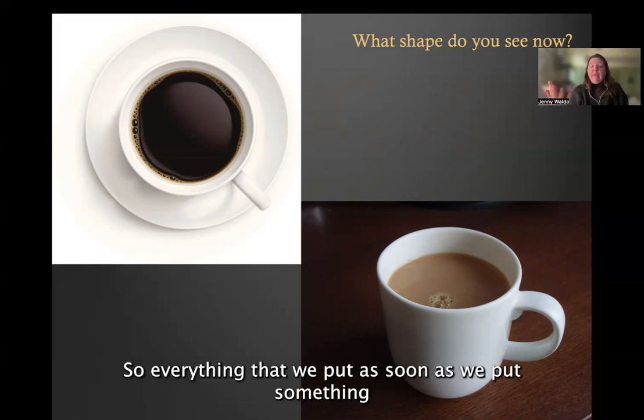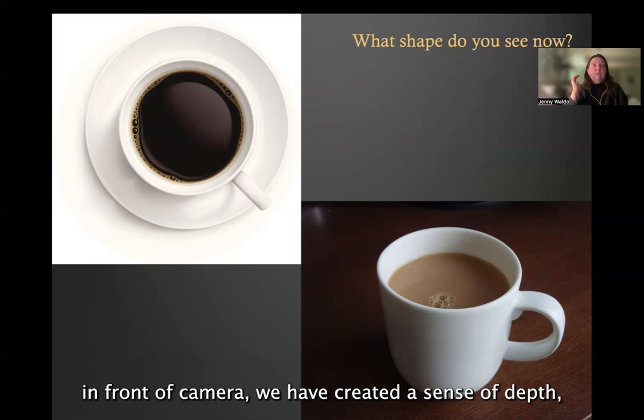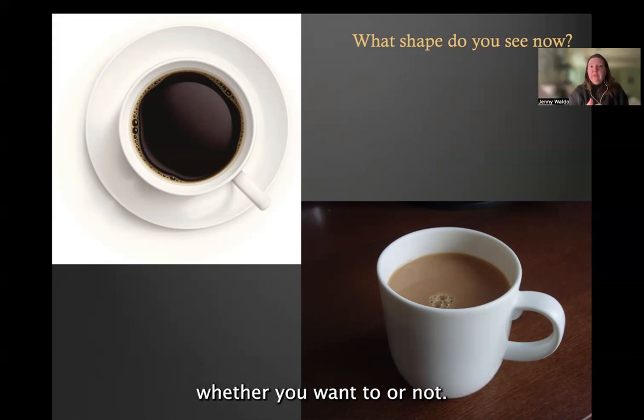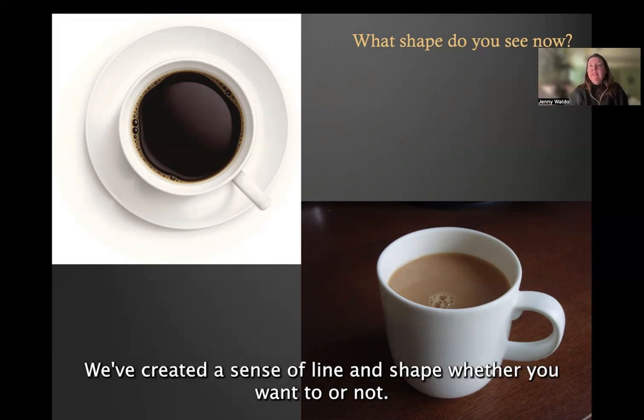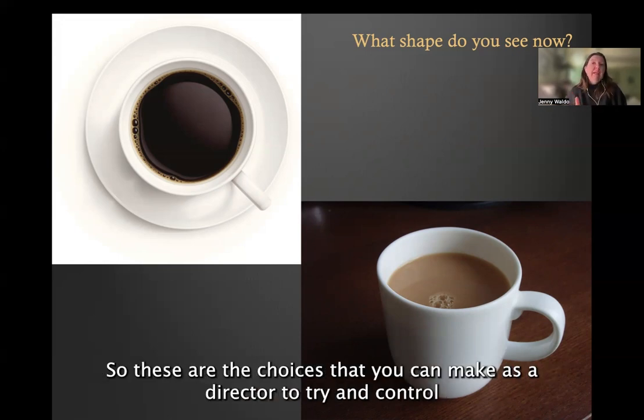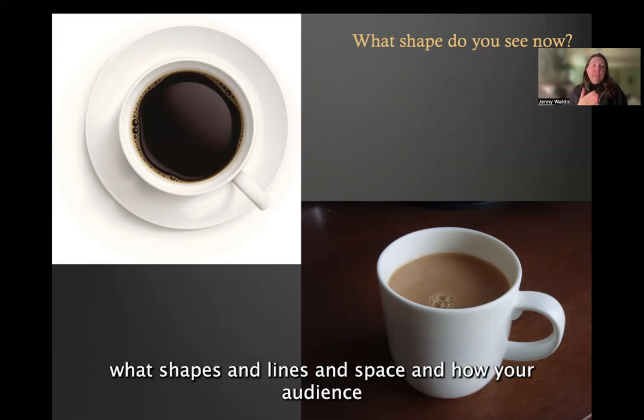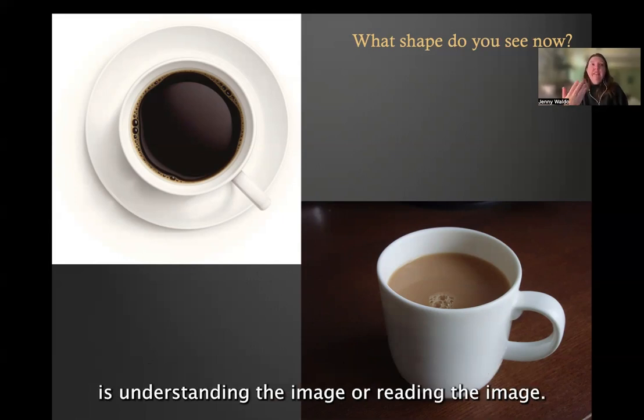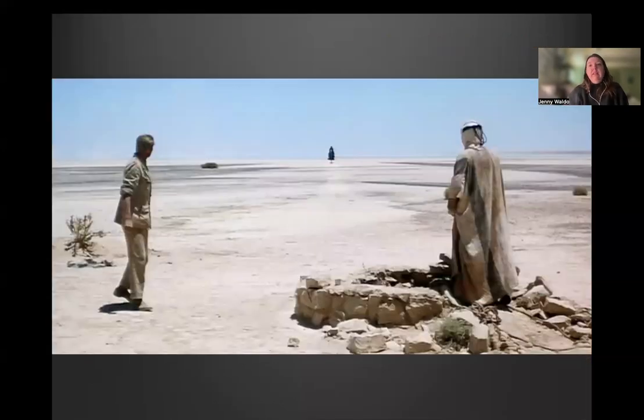So as soon as we put something in front of camera, we have created a sense of depth, whether you want to or not. We have created a sense of line and shape, whether you want to or not. So these are the choices that you can make as a director to try and control what shapes and lines and space, and how your audience is understanding the image, or reading the image, essentially.